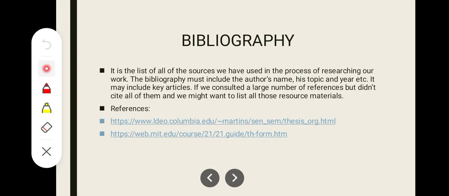Bibliography. It is a list of all of the resources we have used in the process of researching our work. The bibliography must include the author's name, his topic, and year etc. It may include key articles if we consulted a large number of references but didn't cite all of them, and we want to list all those resource materials. So all those resource materials are given references here.